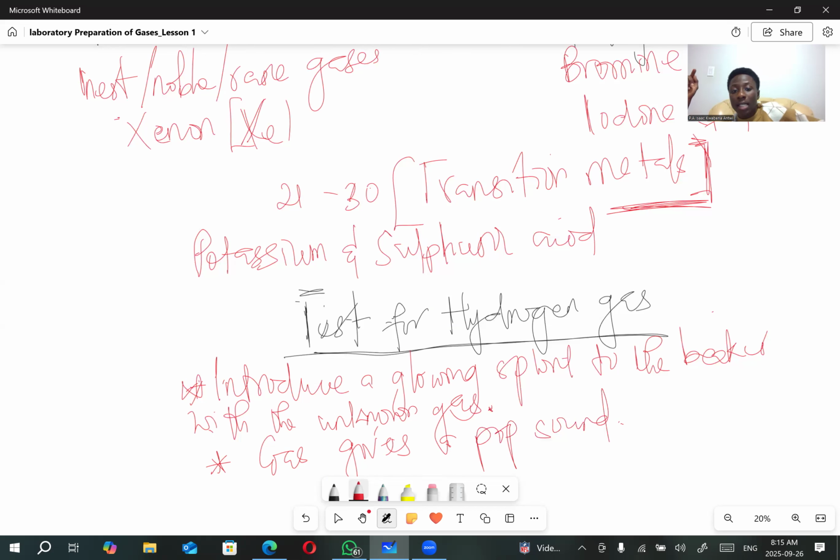Next time, this is not the only experiment we are doing, because apart from hydrogen gas, I gave you other gases, the ones you were highlighting: upward delivery, downward delivery, and so on. We'll touch on a number of them, the examinable ones. By the way, hydrogen gas is prepared using upward delivery. Do you understand?